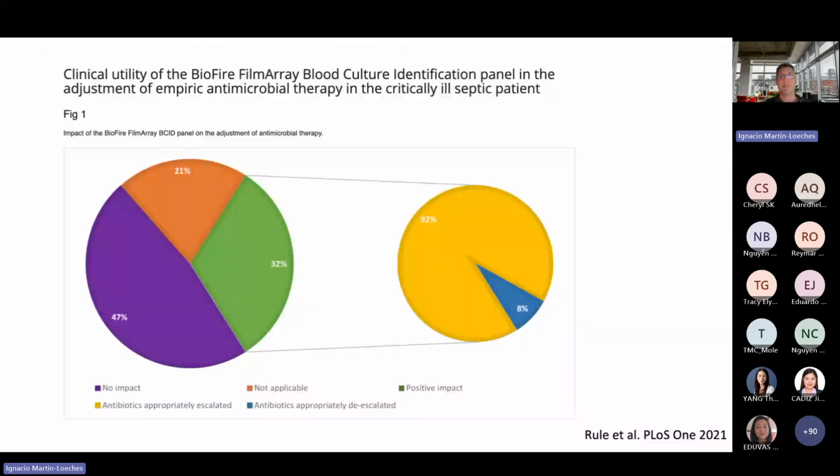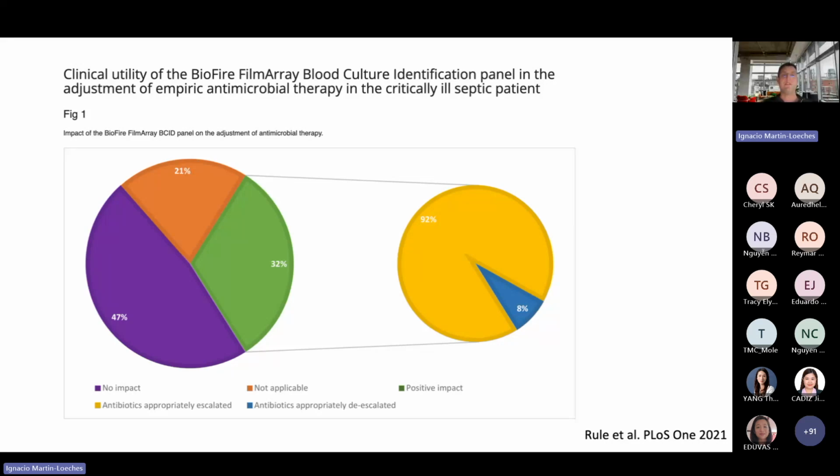There are also some experiments. This is a very nice experiment showing the utility of FilmArray in blood cultures in critically ill septic patients. What we can see is that, among those patients who were positive, this study showed that the antibiotics were adequately escalated. And interestingly, in up to 10%, they were de-escalated almost immediately.